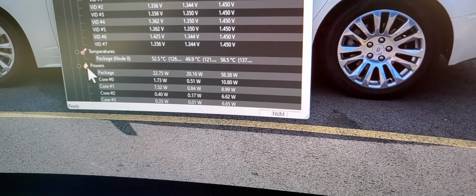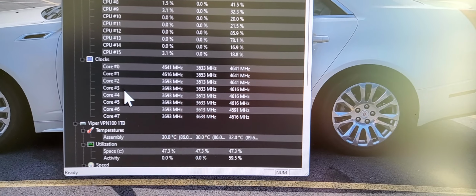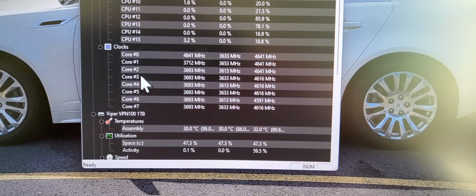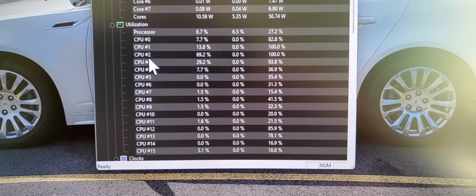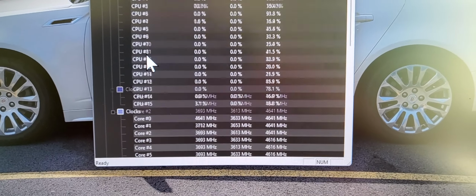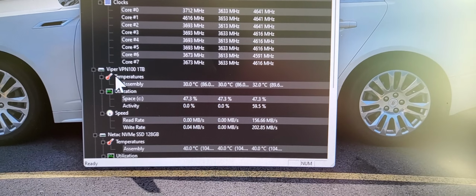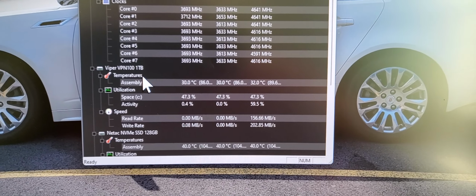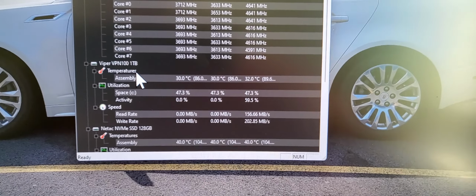And these are the clock speeds and the percentage they're being used. And the clocks again. What is this for? Utilization of the processor and the actual clocks themselves. Okay. And okay, the Viper VPN100, that's my main solid state drive that I'm using.